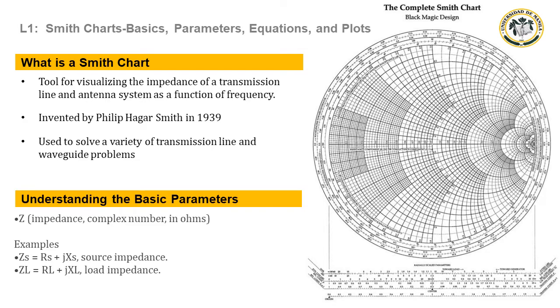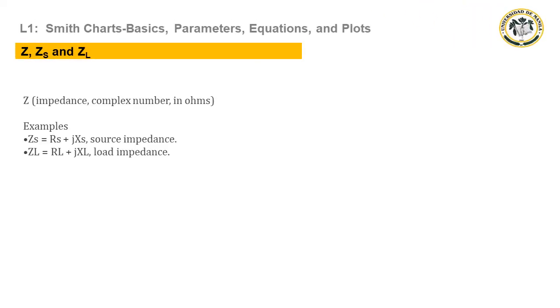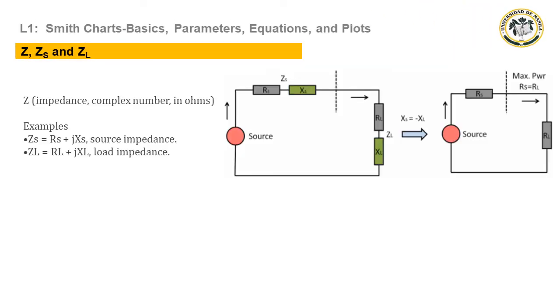Understanding the basic parameters. So our basic parameters are first the impedance is Z. So it is expressed in ohms, and we have two examples of impedance. We have the source impedance or the Z sub S and Z sub L or the load impedance. In order to get the best power transfer from a source to a load, the source impedance must equal the complex conjugate of the load impedance, as shown in this figure.